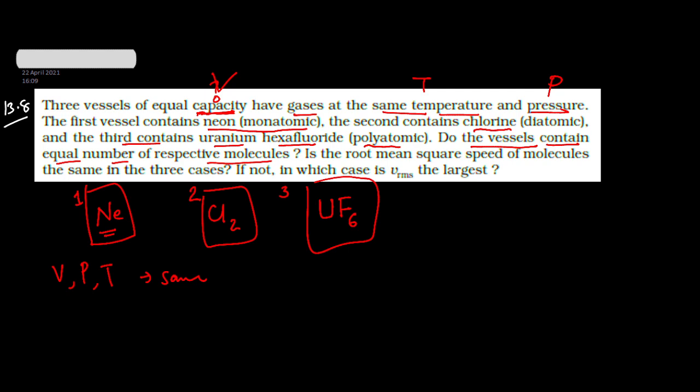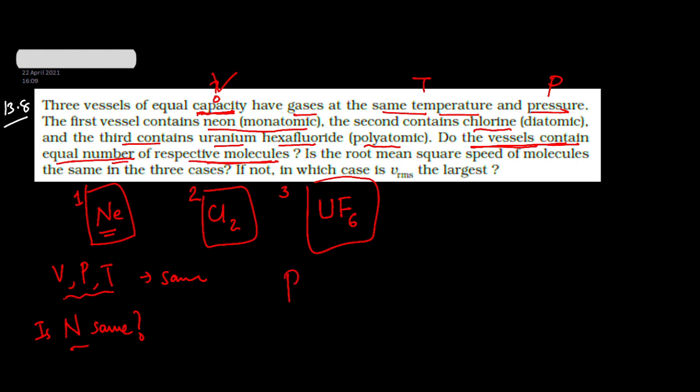So the question is, do the vessels contain equal number of molecules? Not moles, molecules. That is, the question is: is N the same for all the 3 gases? So how to find N? Can you think of a relation with V, P, T and N? Can you think of some formula where you have N, the number of molecules? It may not be direct, it could be indirectly in 2 or 3 steps.